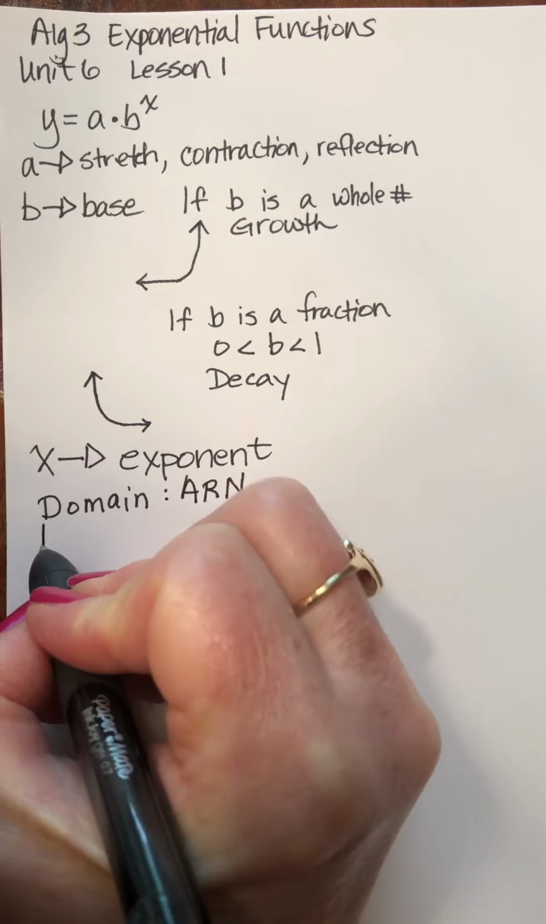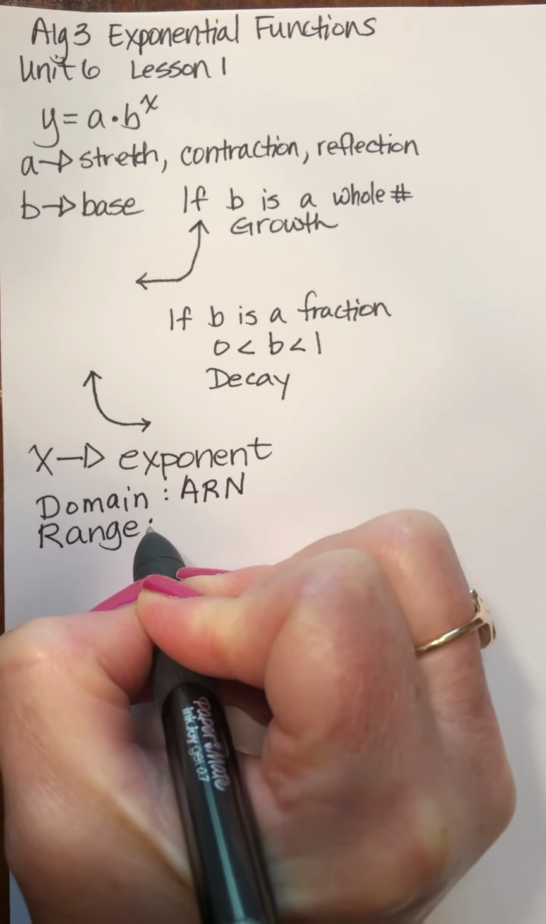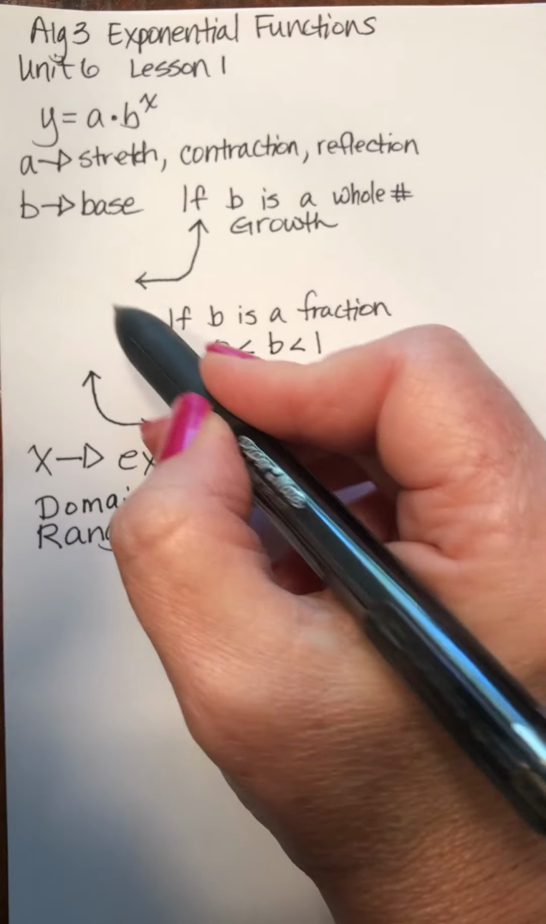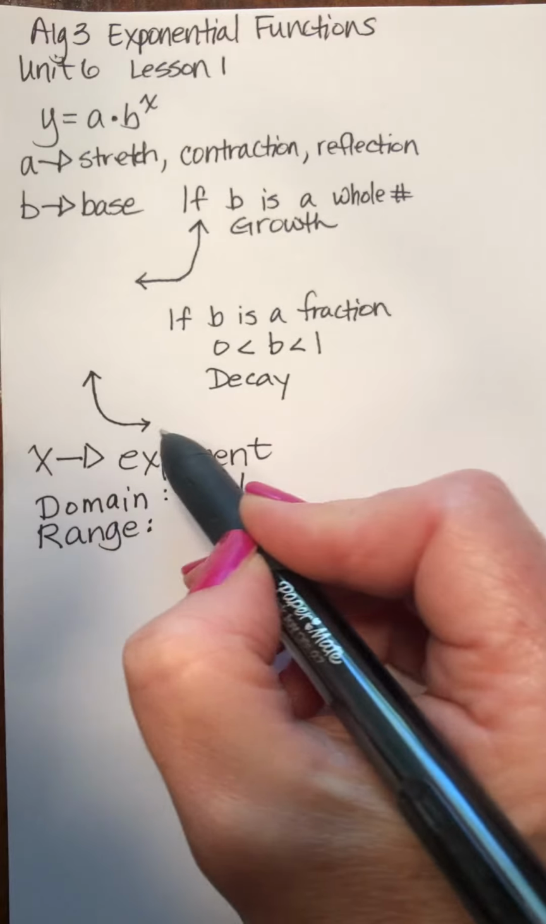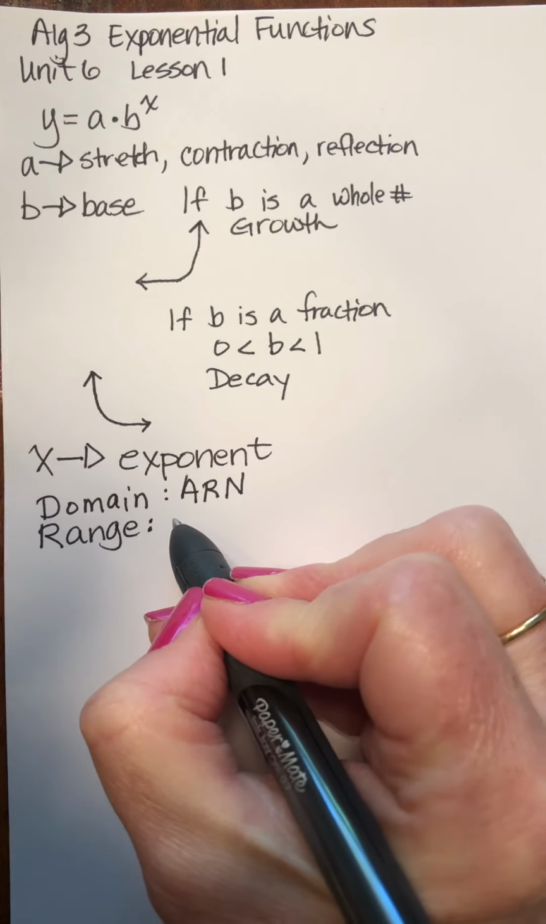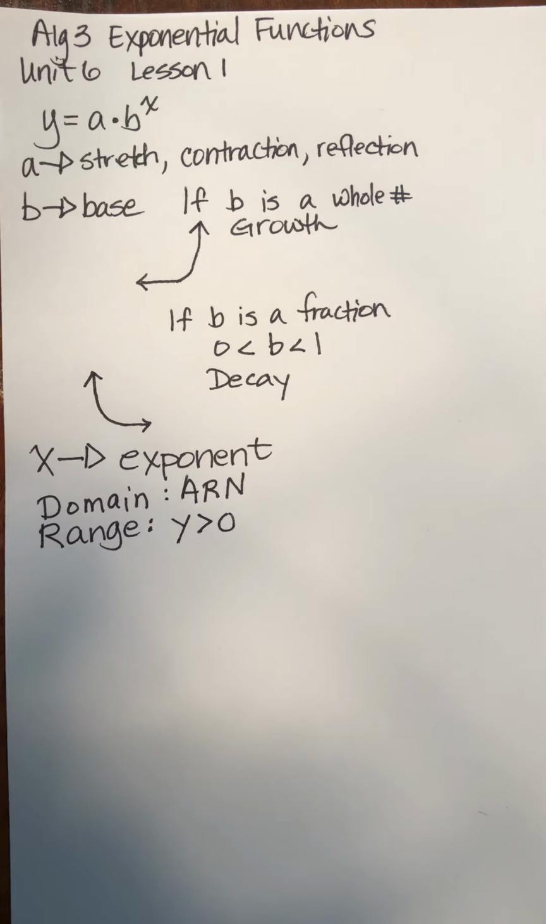The other thing that you need to know is the range is always going to be above the x-axis. So these two graphs right here are actually above the x-axis. They get really close to it, but they never actually touch it. And so because they never actually touch it, we use an inequality, y is greater than 0. For what we're doing in this lesson, those two things are always going to be the same.